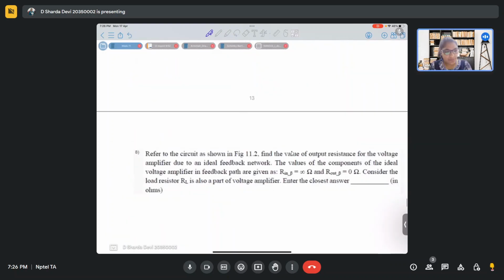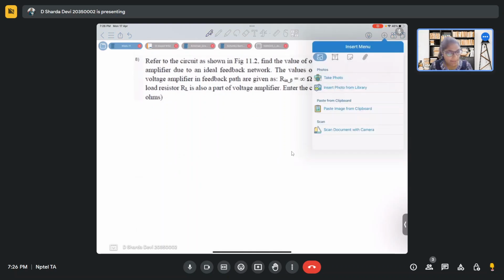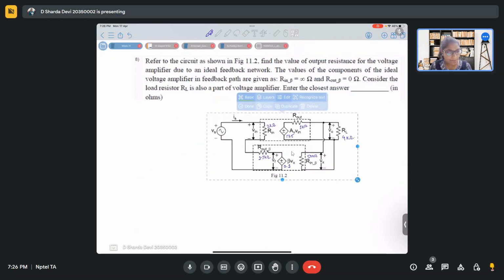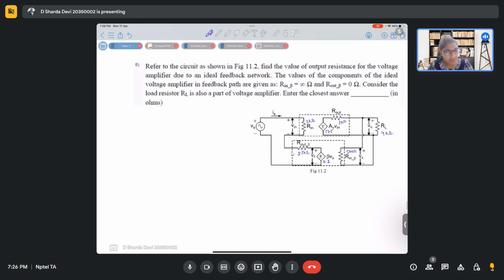Moving on to the next problem. In this problem, we again refer to the same circuit, but we have to find the output resistance. So for output resistance, what are we seeing in the output? What is our output signal across the load? Voltage, right?